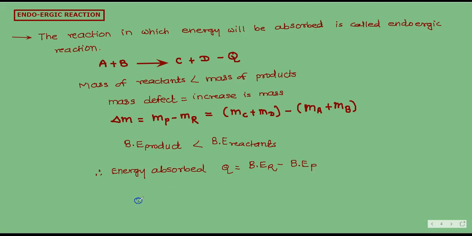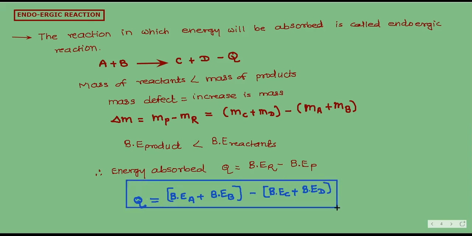and therefore Q is equal to binding energy of A plus binding energy of B, in bracket, minus binding energy of C plus binding energy of D. This will give you the heat or energy absorbed during this endoergic reaction, right?